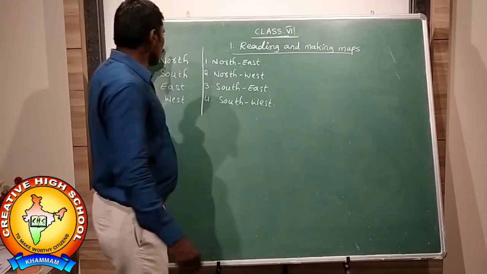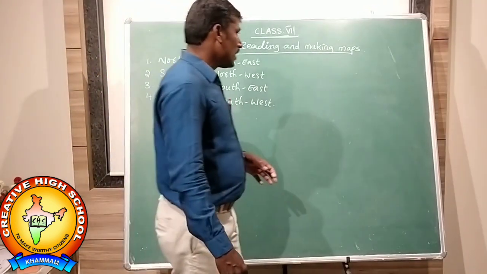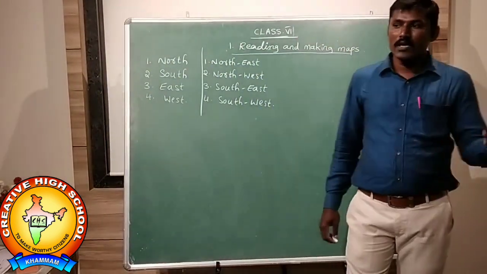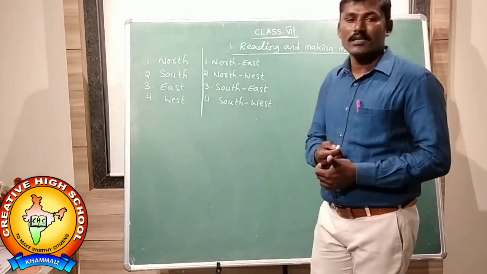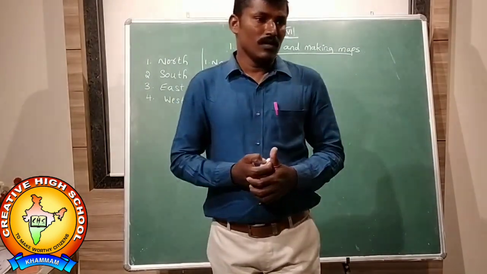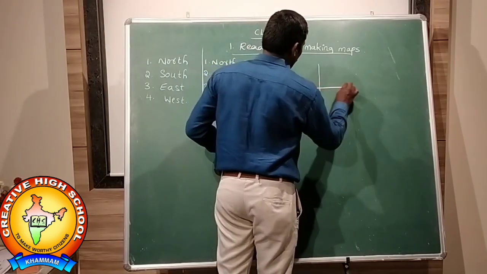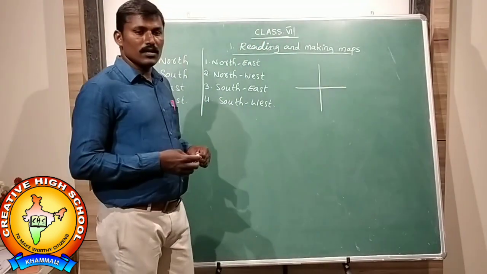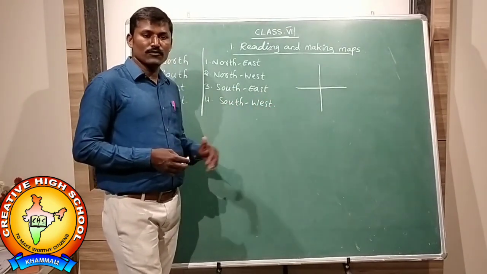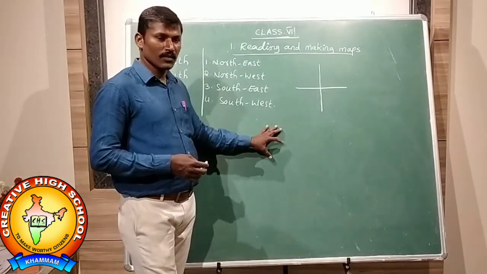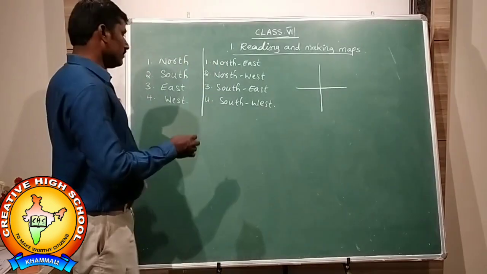Here, 4 main directions and 4 sub-directions, and as well as how can we point out these 4 directions on a map. If we take a map, here what are the 4 main directions? How can you point out these 4 directions on the map? This is the question. I am writing here the question.